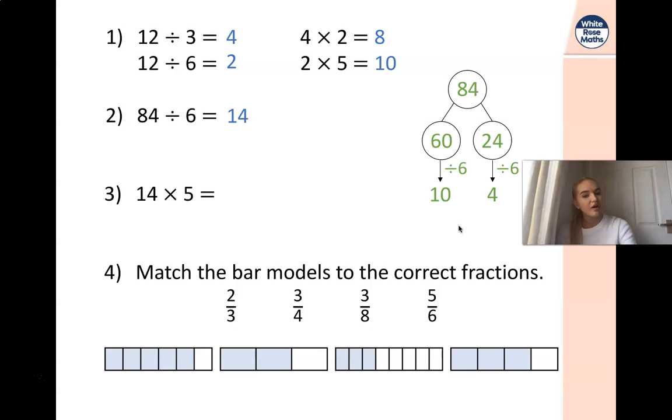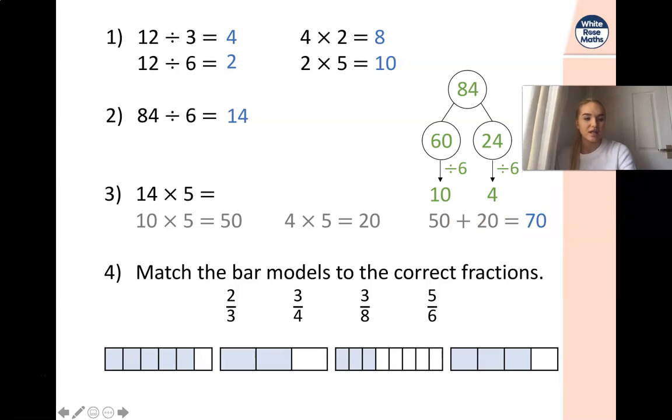14 multiplied by 5. We could partition the number 14 in two ways. You could partition it into 10 and 4. 10 multiplied by 5 is 50. 4 multiplied by 5 is 20. Add them together gives you 70. Or what you could do is do 14 multiplied by 10, giving you 140. Knowing that 5 is half of 10, you need to divide 140 by 2, which should be 70. So you could have done it in either of those ways.